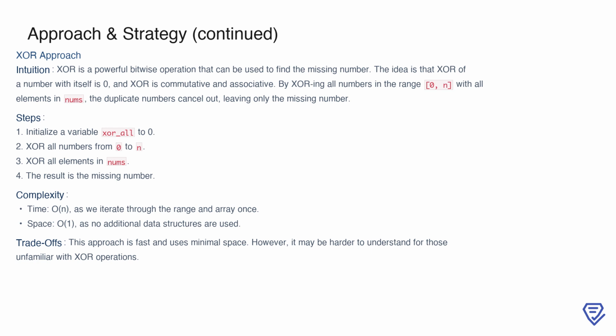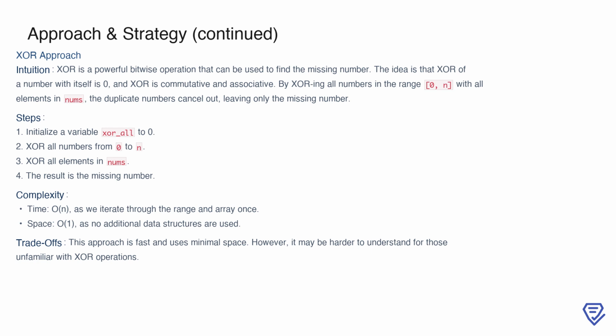The process involves initializing a variable to 0, XORing all numbers in the range from 0 to n, and then XORing all elements in the array. The final result is the missing number. This method is highly efficient, with a time complexity of O(n), due to the linear traversal of the range and array, and a space complexity of O(1), as no additional memory is required.